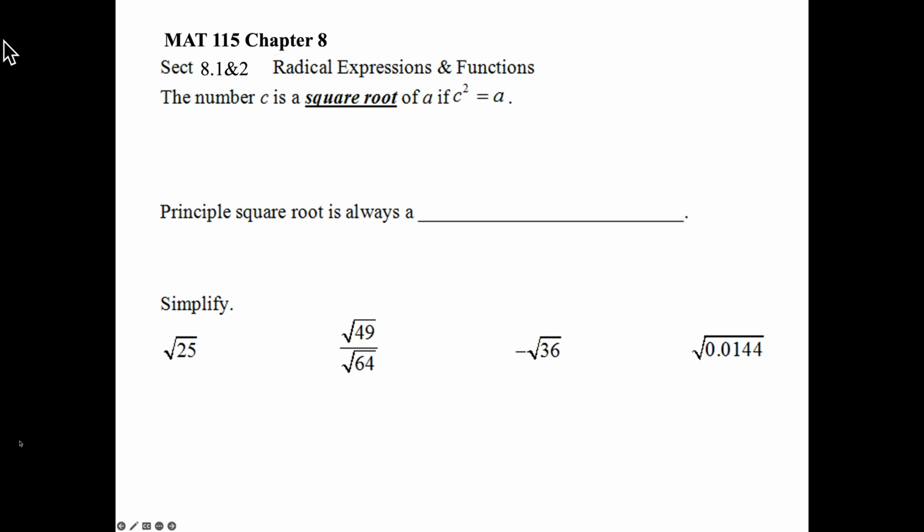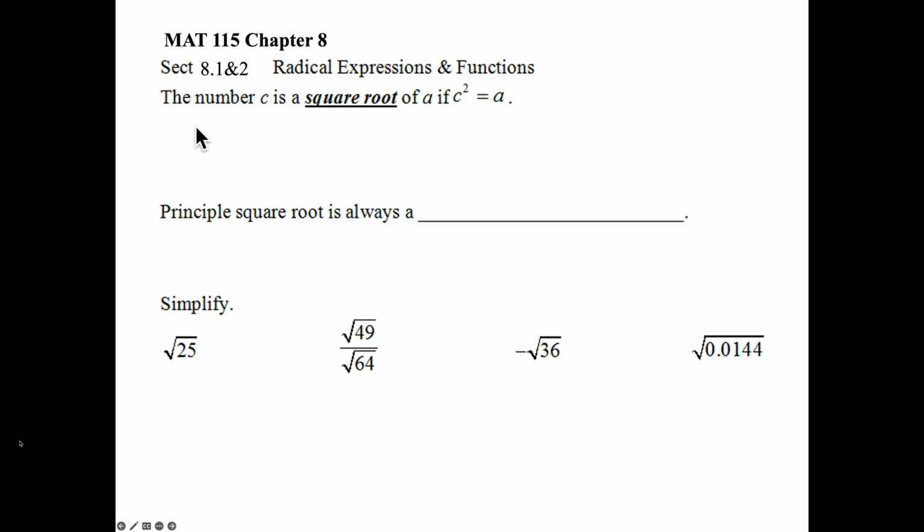All right, starting chapter 8, 8.1 and 8.2, we're going to combine these together because the rules are pretty much the same. So in 8.1, we're looking at defining what is a square root. If we have a number c, we'll consider it a square root of a if you take c and square it, in other words, multiply it by itself, it's equal to a.